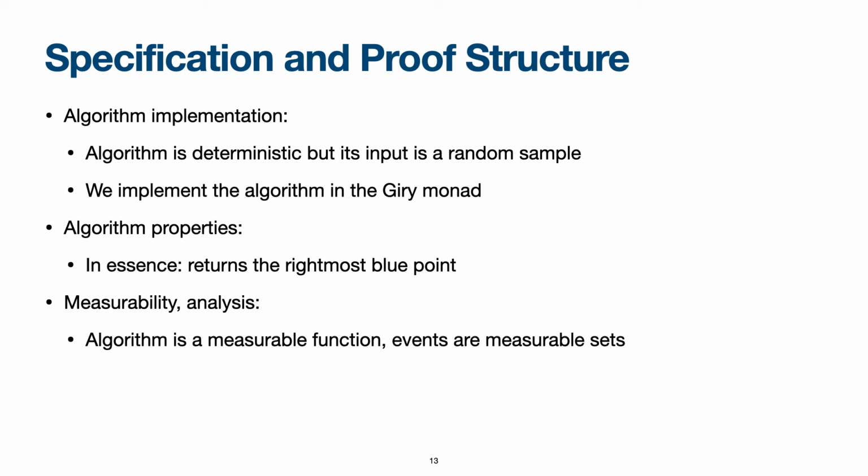For example, we have to prove that the algorithm is a measurable function and therefore that any piece of code involved in the training algorithm is a measurable function. We also need to prove that the events we're interested in are measurable sets. And of course, as we do the proof, we end up with all kinds of different events for which we need to prove measurability.